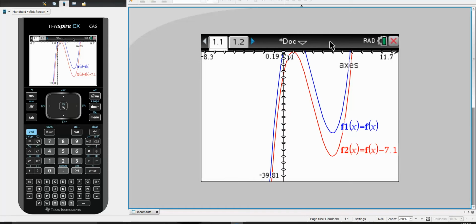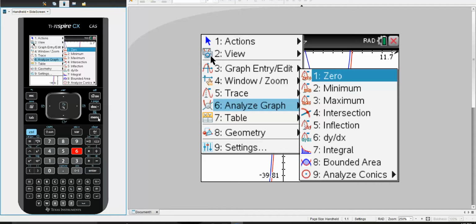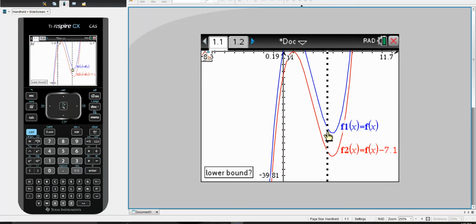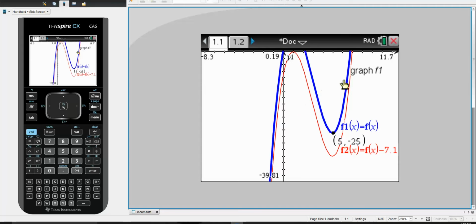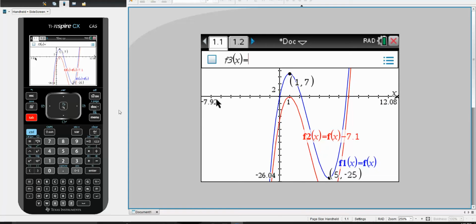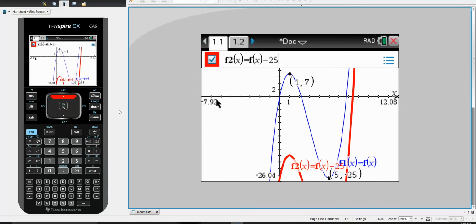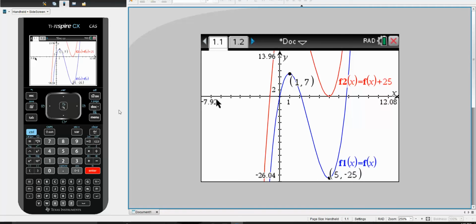I can add. Now, I need it to be greater than a certain amount. Now, you can find that out just by going menu, 6, minimum. And again, I'm choosing this. So minimum's -25. So if I now took the red graph, well, let's have a look. If I now took the red graph and I said just add 25. You see, it'll just, whoops, did I do add? No, I didn't. Plus 25.